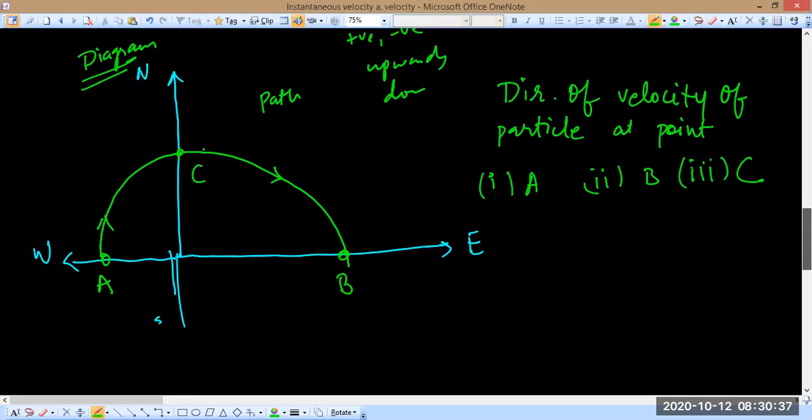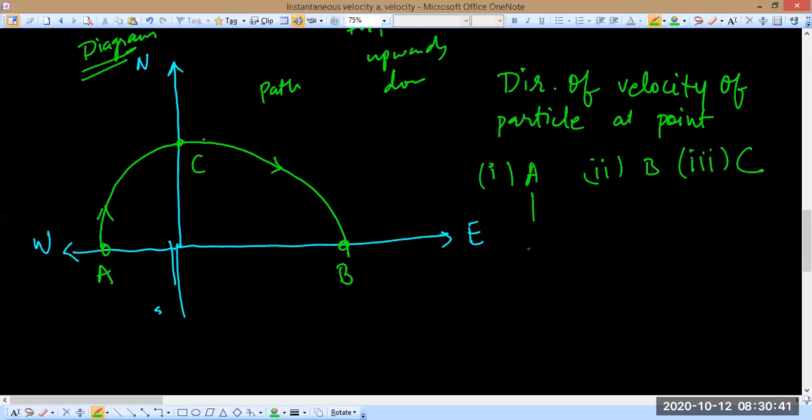Now I'm telling you the answers, right? At A it is north, at B it is south, and at C it is east. Okay, basically you just have to draw a tangent, right? You just have to draw a tangent here, approximately over here, right? And somewhere over here.